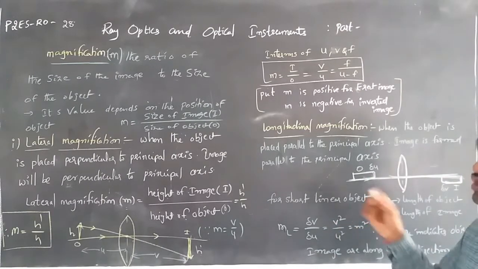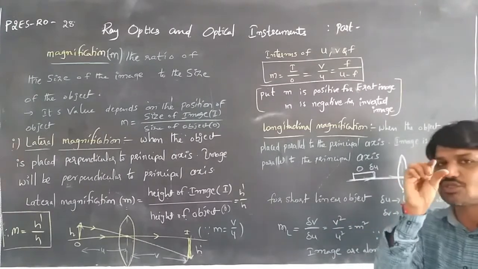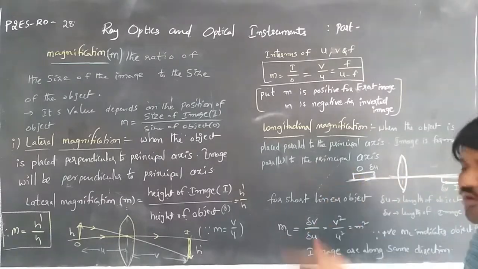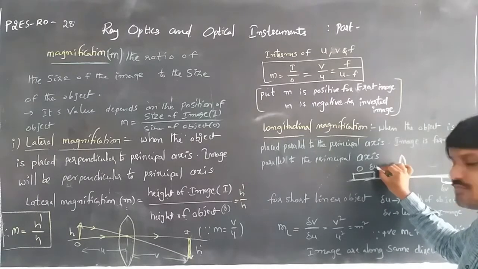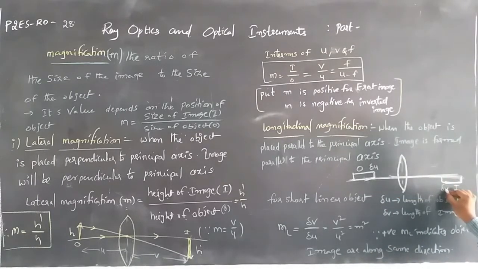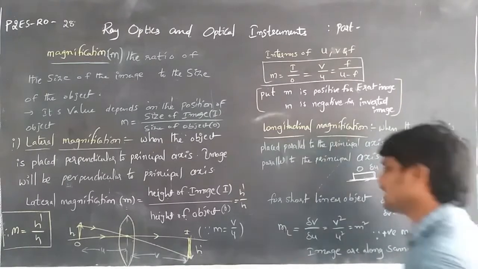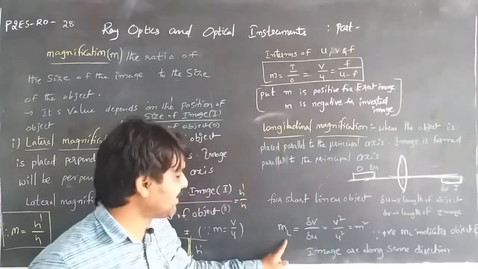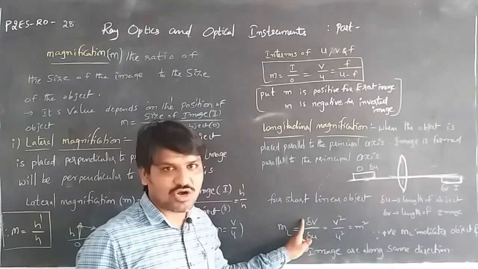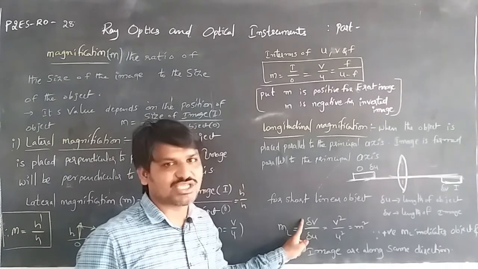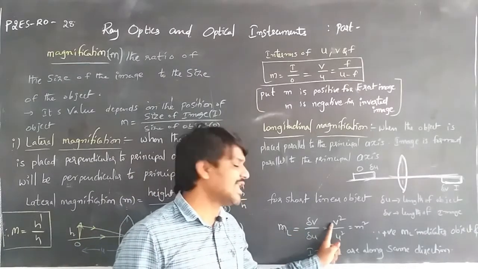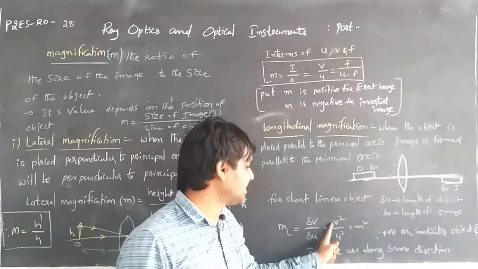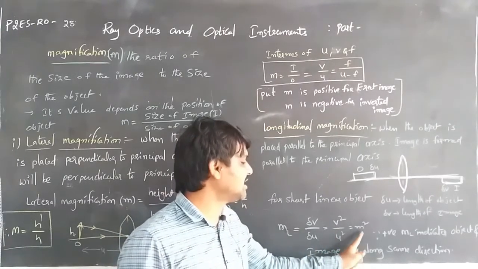So for a short linear object, whose length is very small, considering delta u as the length of the object and delta v as the length of the image, the linear magnification ml is equal to the ratio of the length of the image to the length of the object. By calculation in terms of u, v, f we get v square by u square, that is m square.